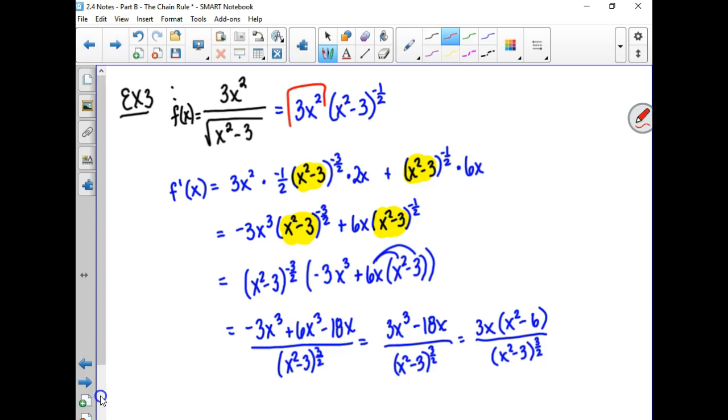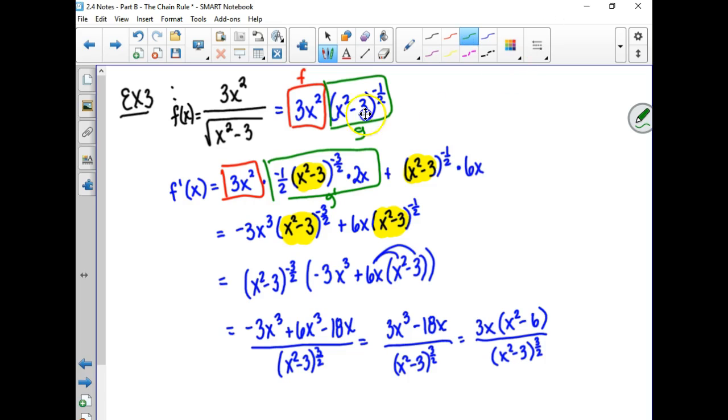This part right here is your f. And this is your g. So this is my g prime. So when I take the derivative of that, I have to do the negative 1/2 x squared minus 3 to the negative 3/2, but that one has to have a chain rule. So you got to take the derivative of the x squared minus 3 that's on the inside. So that's where the 2x comes from.